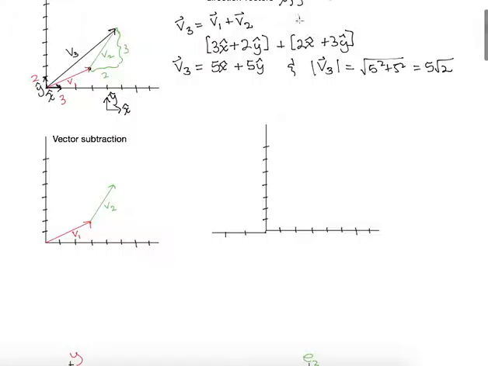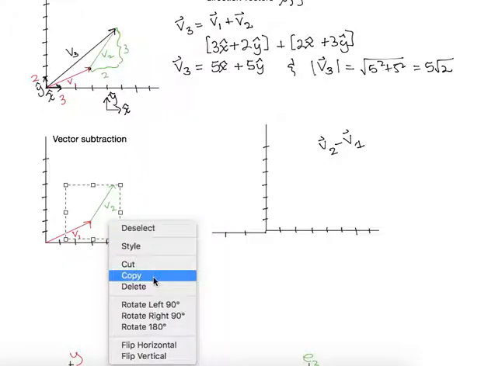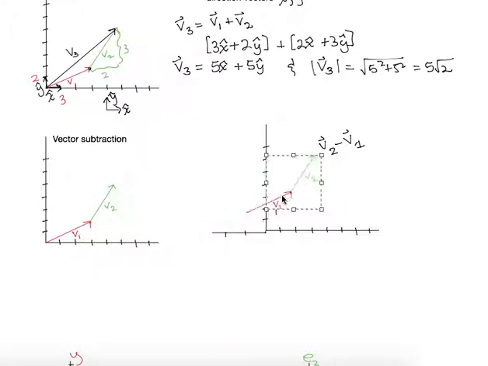Okay, in vector subtraction, say I want to get v2 minus v1. Alright, what is that exactly? What does that look like? v2 minus v1. Just copy this, paste it. So v2 minus v1 is actually this vector. This is v2 minus v1.